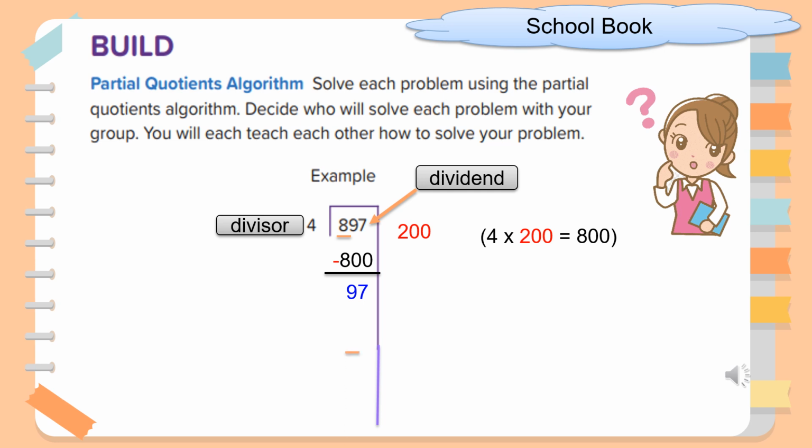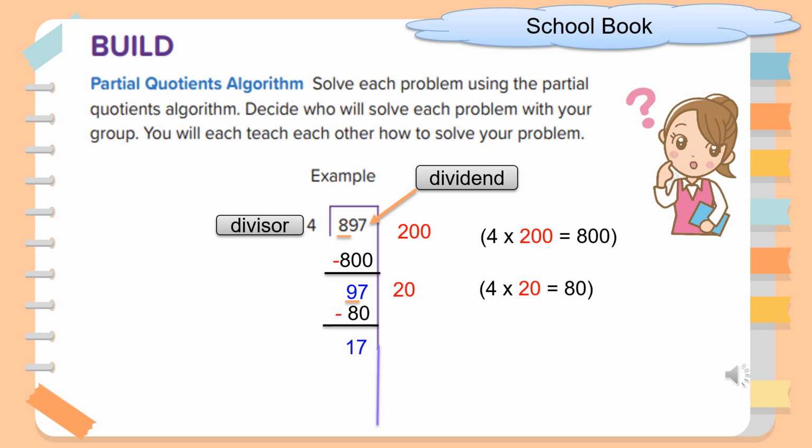Now we start from the tens place and let's think. 4 times what equals 90? We don't have. So we think about the nearest number. So 4 times 20 equals 80. So we put 20 out and then we take 80 to make minus. So after minus equals 17.